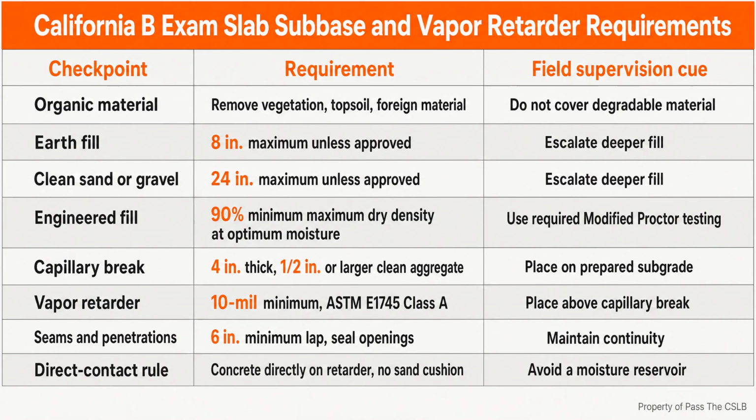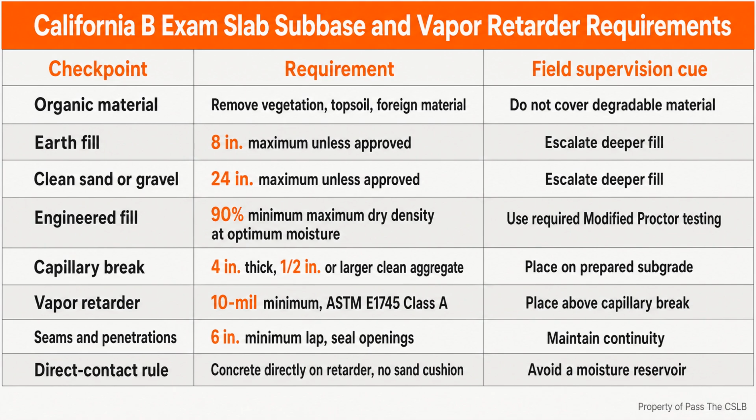Uniform support starts with what is removed, not only with what is added. Vegetation, topsoil, roots, debris, and other foreign material do not belong under a slab. Organic material can decay and leave voids. Loose or irregular fill can compress after the concrete has hardened. The slab then loses uniform support, and cracking or differential movement can follow.